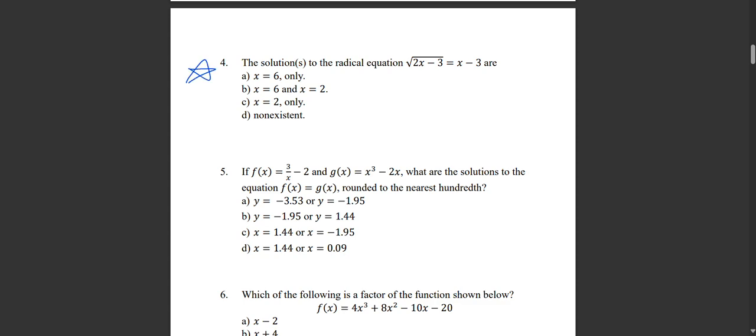You are able to test solutions for equations. We'll see what that looks like in a moment. But I'm going to make sure the root is by itself, and when it is, I'm going to square both sides. And in doing so, I get this.